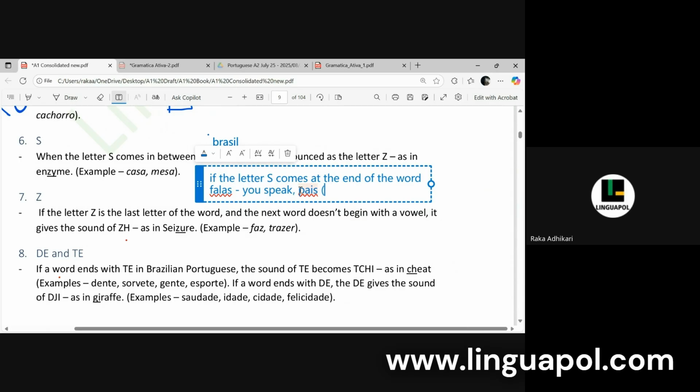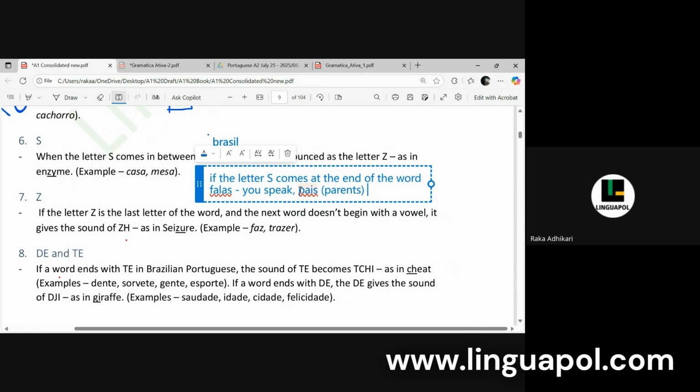Paish. Paish means parents. So I'm saying paish. I'm not saying pais. I'm saying paish. So this rule applies to both Brazilian and European, but it is mostly prevalent in the European Portuguese.